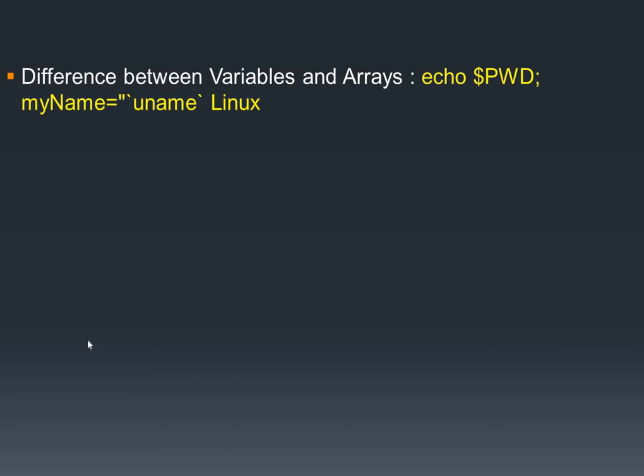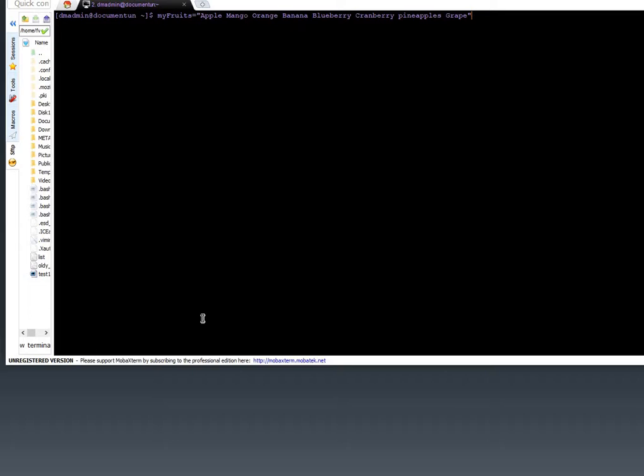An array is a data type containing a variable that can be indexed. This is what I mean by that. I'm creating an array or a variable, my fruits, that contains all the fruits that I like. Then I'm going to echo the output of my fruits. I'm going to get everything inside there.